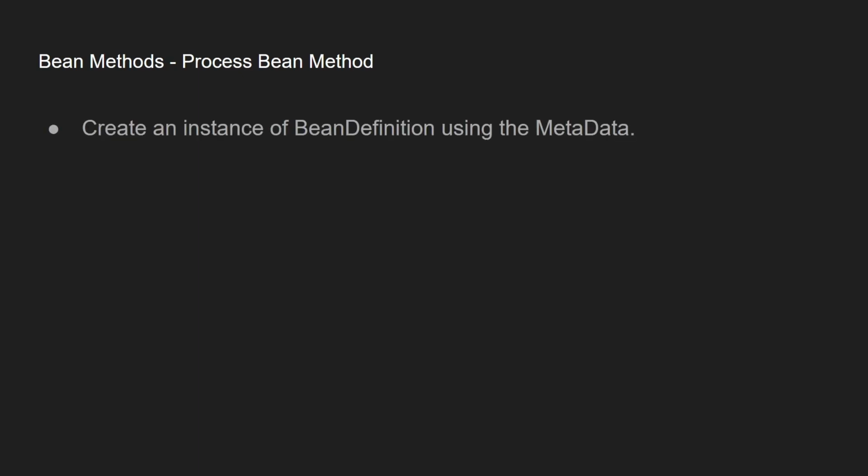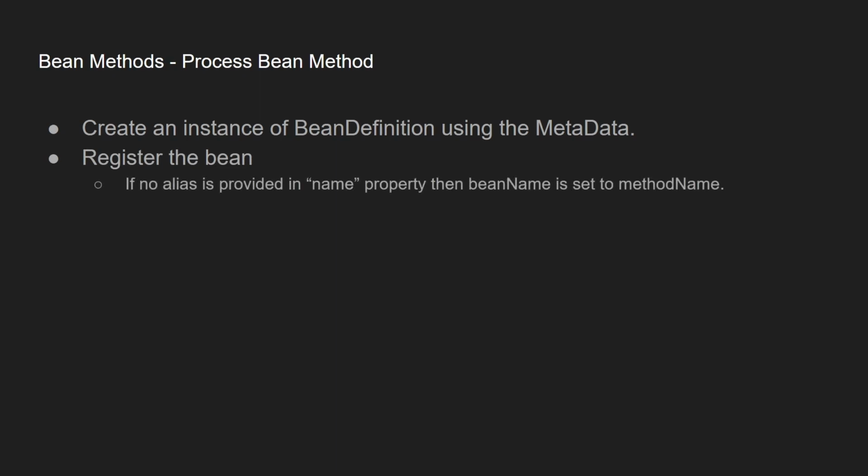In the processing of bean method, it creates an instance of bean definition using the metadata, similar to what was happening in the component scan, and then it registers the bean. In the registration of bean, it checks if there is no alias provided in the name property of the bean annotation. If there is no property, then the method name itself is given as the bean name.